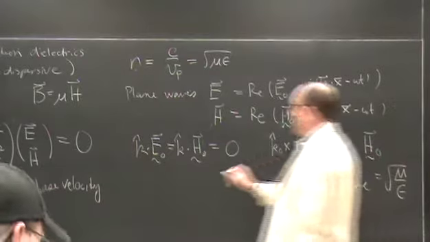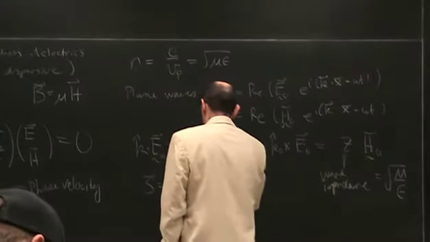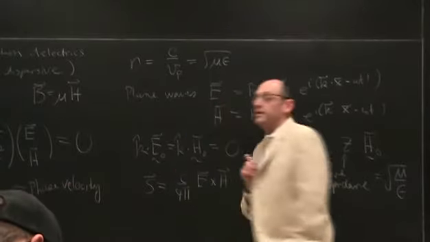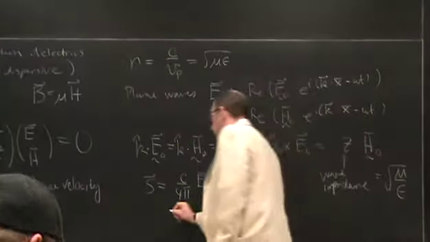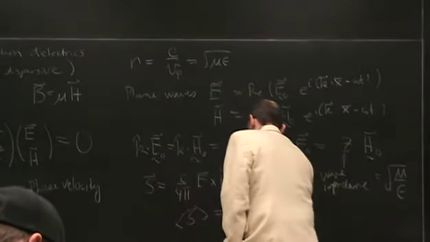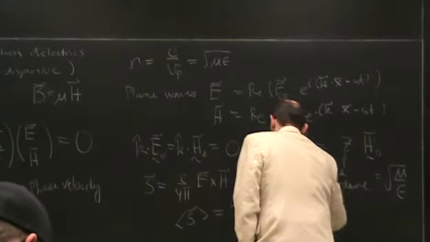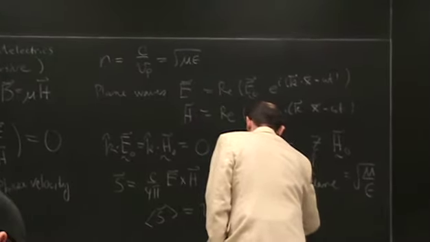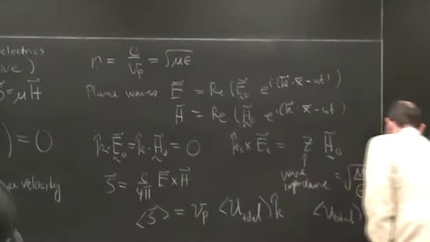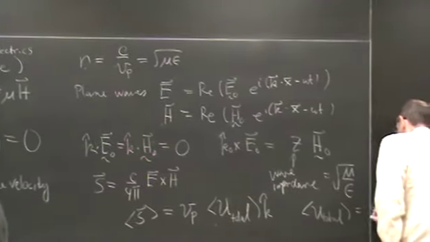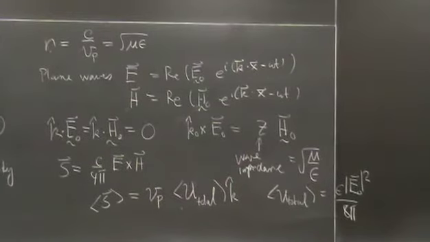And the energy propagates according to the Poynting vector, which inside the medium is related to E cross H. And what we showed last time was that the intensity propagates in a plane wave at the phase velocity, and the total energy density was given by epsilon E squared. Okay, so that's where we were last time.